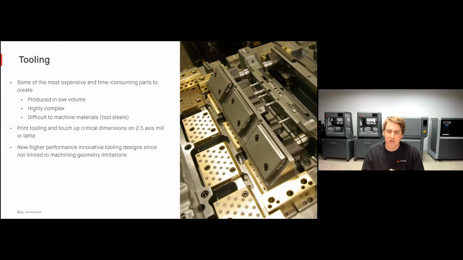So one great application for metal 3D printing, especially on the studio system, is to simply print your tooling. If you need to, you can touch up dimensions on a 2.5 axis mill or lathe rather than having to machine this entire block of steel and waste all that material and have that very, very expensive manufacturing operation. You can also do these new innovative tooling designs where we're not limited to the geometry limitations that are so common with machining, and we can simply print our part and really optimize it for its application rather than for its manufacturing method, and we don't have to worry about all these limitations of machining.